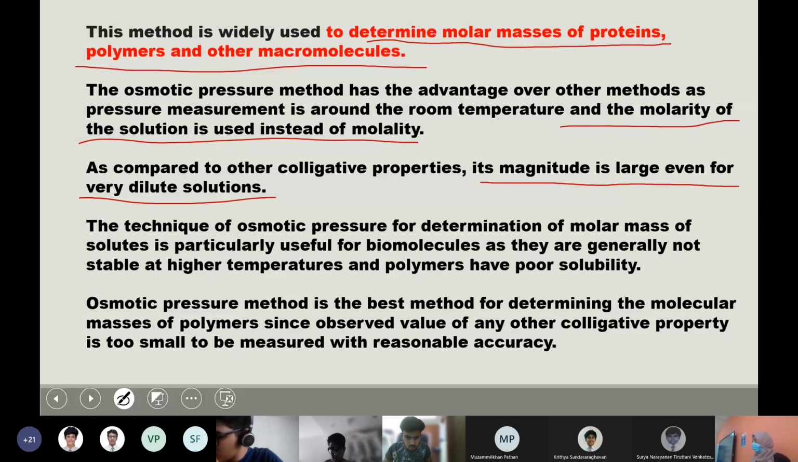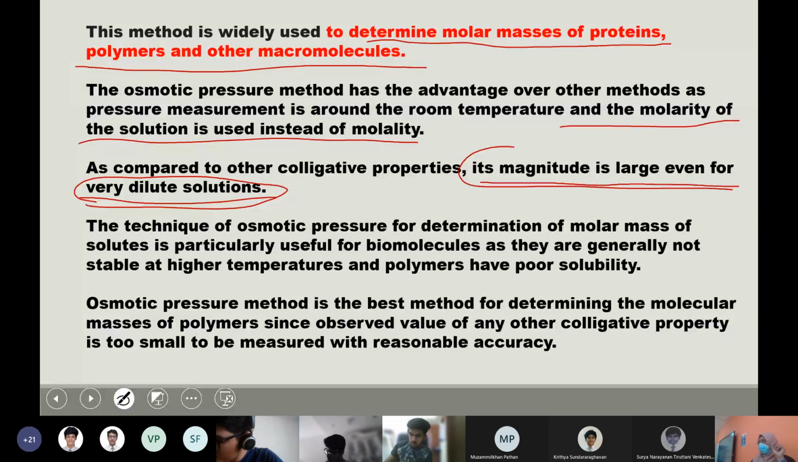But for osmotic pressure, even if the concentration is very less, the value is big enough so that you can accurately measure the molar masses. So that is a major reason why we use the osmotic pressure method over the other two methods, because the magnitude you are calculating using this method is large even for very dilute solution.